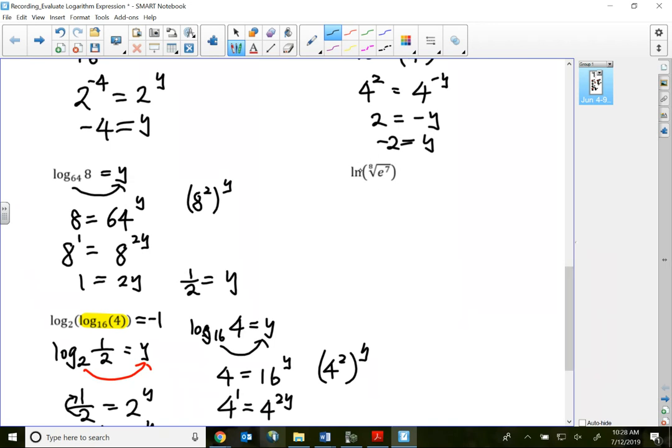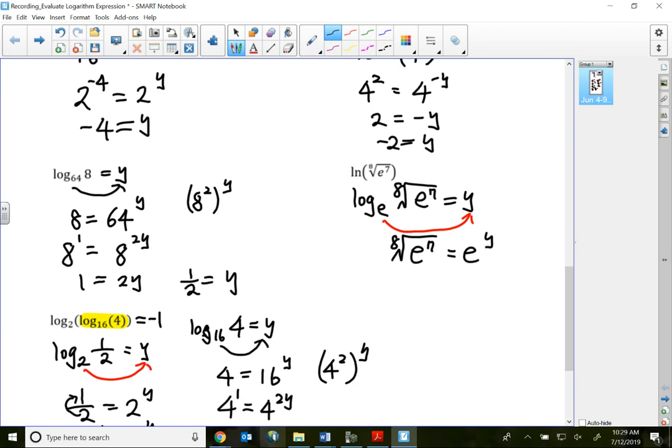First thing first, I'm going to change my natural log to a logarithm with a base e of the 1/8 root of e to the 7. Then I'm going to set this equal to y, so I can show you that I can bring the base to the other side. So that means now I get the 1/8 root of e to the 7 is equal to e to the y.